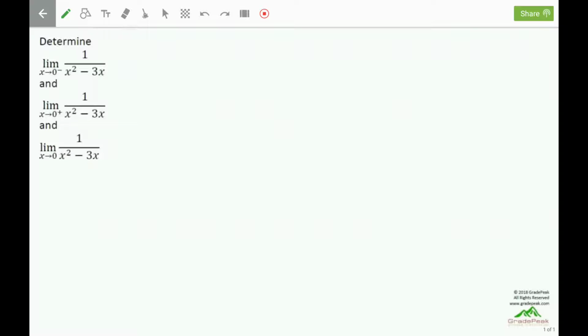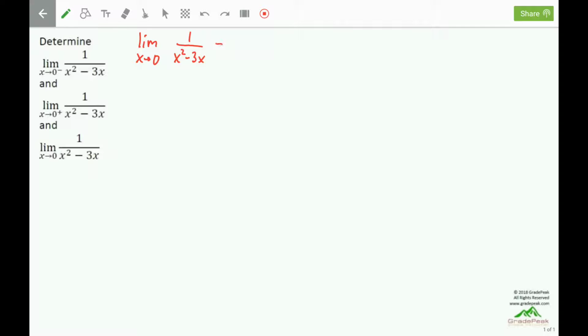Determine the left-sided limit and the right-sided limit and the two-sided limit as x approaches 0 of 1 over x squared minus 3x. Each of these involves the limit as x approaches 0 of 1 over x squared minus 3x.